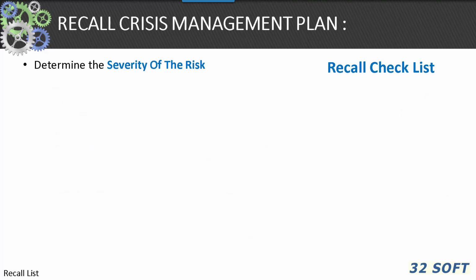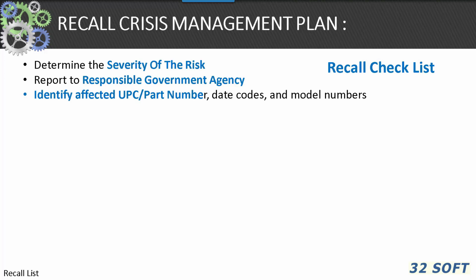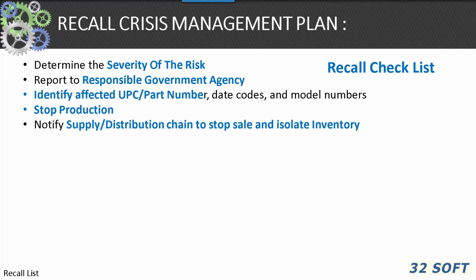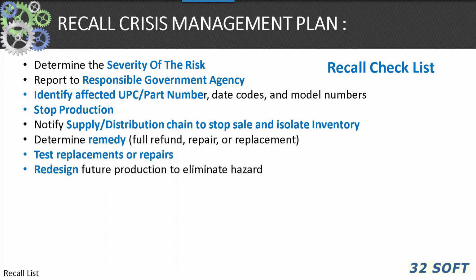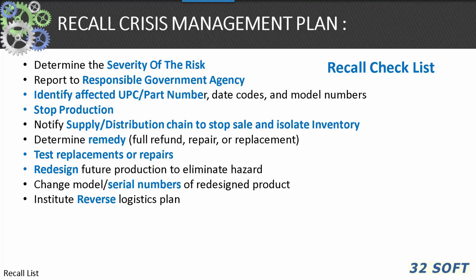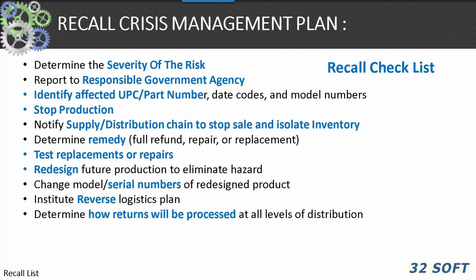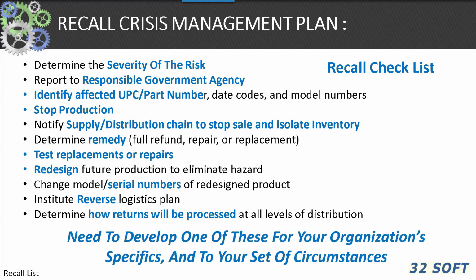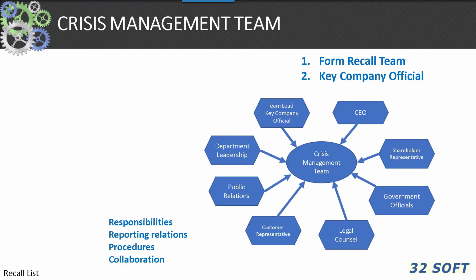Here's a quick list that will probably be necessary for any recall project. First, you have to determine the severity of the risk, and then you should notify your responsible government agencies, identify all the part numbers that are involved, stop production, and communicate with the rest of the supply chain. All of these activities are going to be required in a recall situation. Just remember, you need to develop one of these lists for your organization, specific to your set of circumstances.